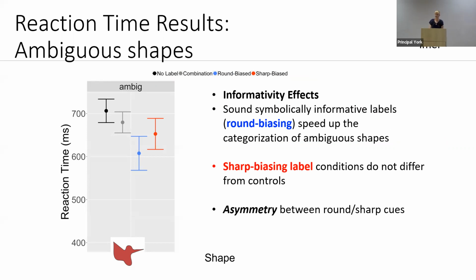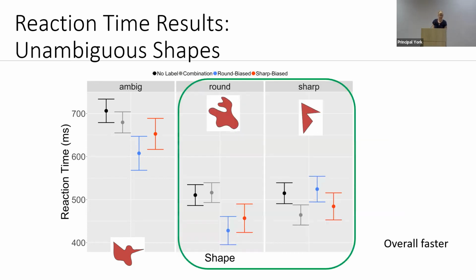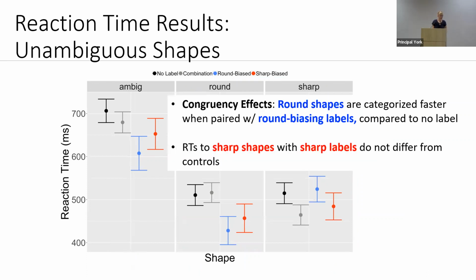The relation between the round and the sharp labels is a little bit unexpected to us. We're happy to talk about that more. But again, we are seeing this asymmetry when we compare them to the control conditions, that the round biasing labels are showing clearer effects. Looking at the unambiguous shapes, here for round shapes, we do get some hints of congruency effects, that they're categorized faster with round biasing labels. Again, things are not quite what we expected comparing the round versus sharp biasing labels for the round shapes, but the sharp shapes are not showing clear effects.